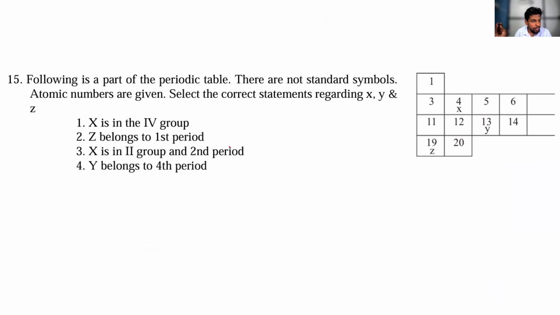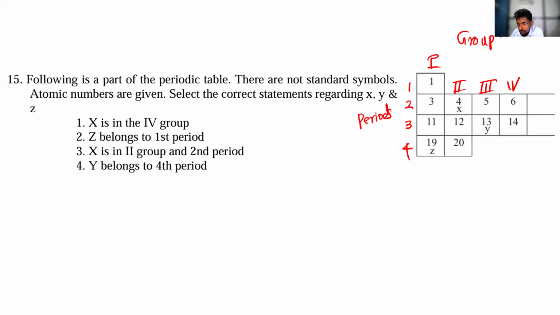Now, the following is a part of the periodic table, and they are not the standard symbols. The atomic numbers are given. Find the correct statement about X, Y, Z. First of all, we'll name the periods and the groups. First group, second group, third group, and here fourth group. And first period, second period, third period, fourth period. These are the periods, and these are the groups.